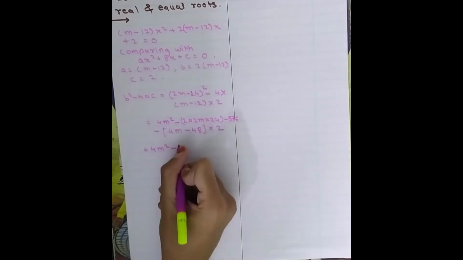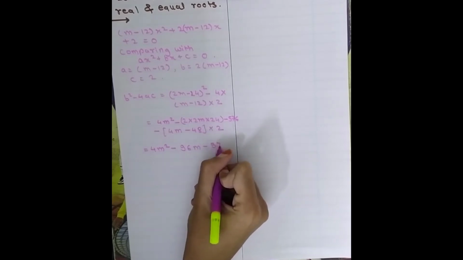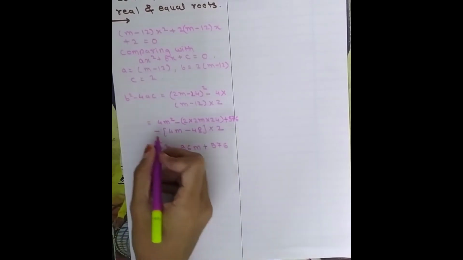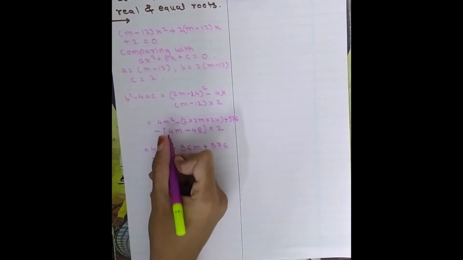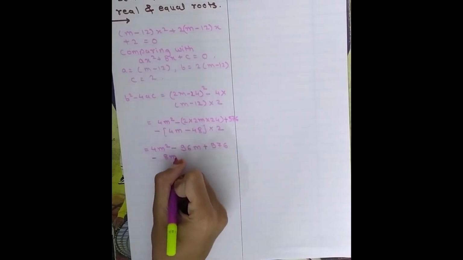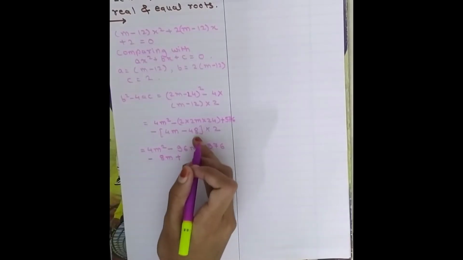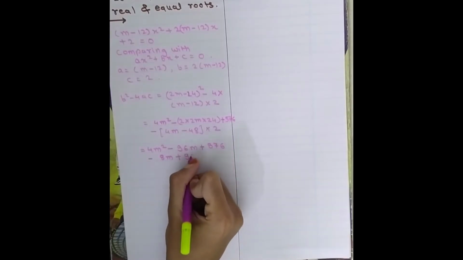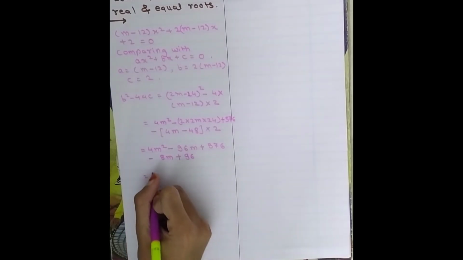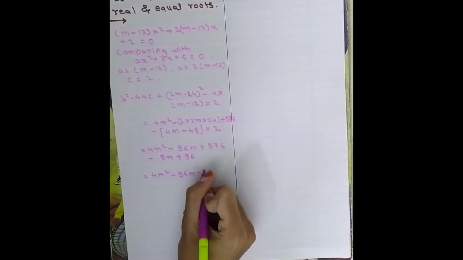24 into 2 into 2 is 96m, minus 576, sorry, here plus 576. Minus this multiplication is 4 times 8m, and here minus sign, so here we write plus. 48 multiplied by 2 is 96. So here 4m square minus 96m minus 8m.